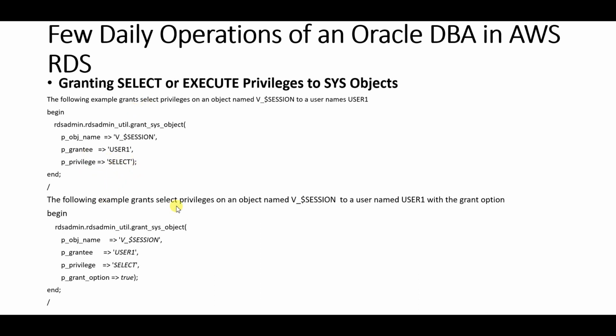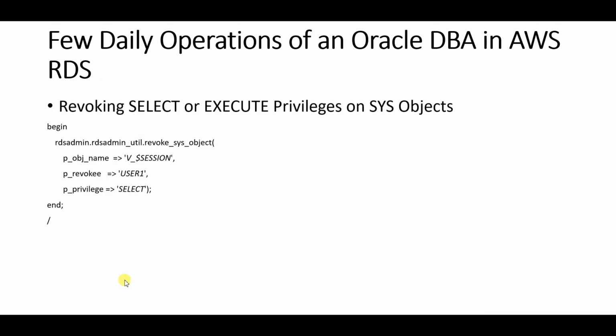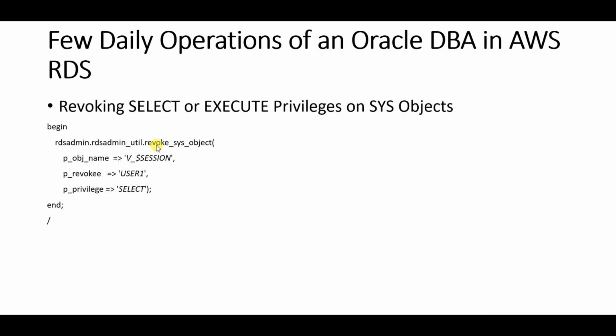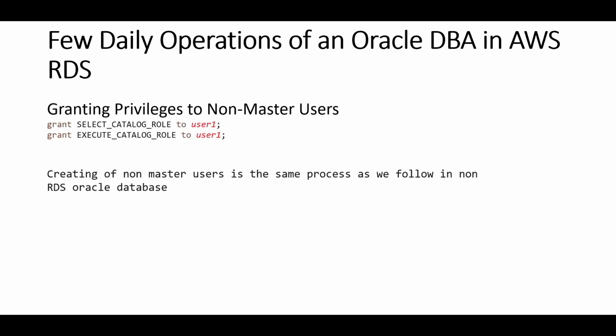Similarly, the following example grants select privileges on v$session to a user with grant option. So here grant option we are giving as true, and likewise for revoking, here we are using revoke_sys_object, and revokee should be user1, from where the select privilege needs to be revoked from the v_$session object.